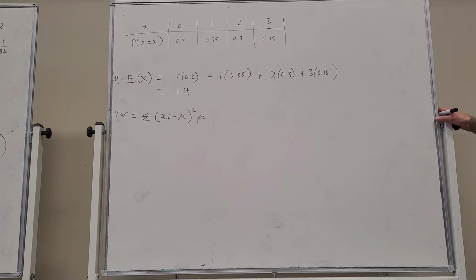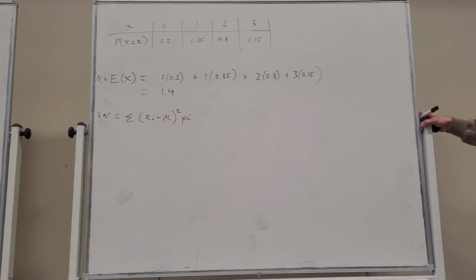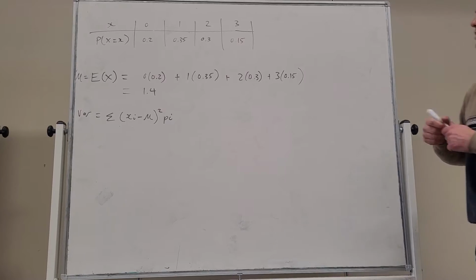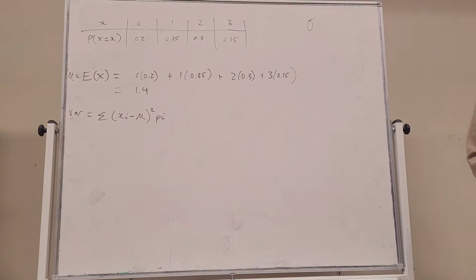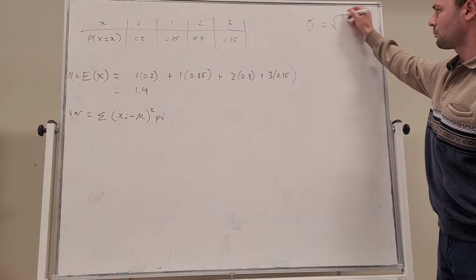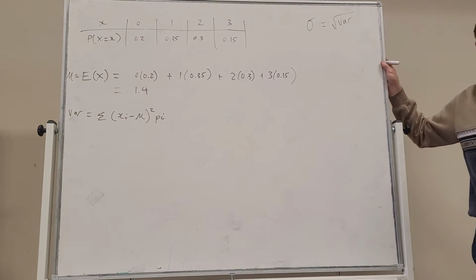Is this idea of the variance. Okay, variance and standard deviation. And the relationship is, we're quite familiar with the standard deviation, all right? And the standard deviation is just the square root of the variance. That's the relationship between them.